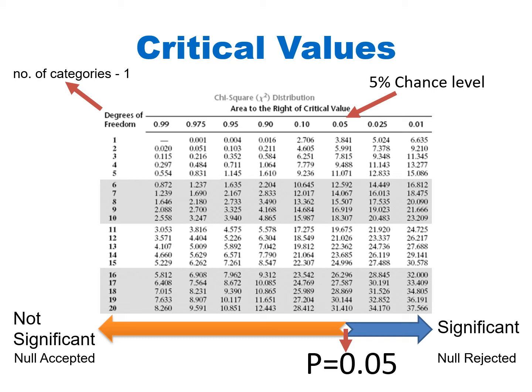What this means is that we are on the right side of the 0.05 level. We're in the significant, null rejected side. So once we've identified that, we then have a particular format that I would recommend using when giving our values and when giving our conclusions.